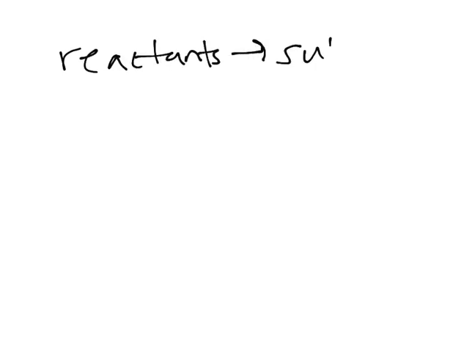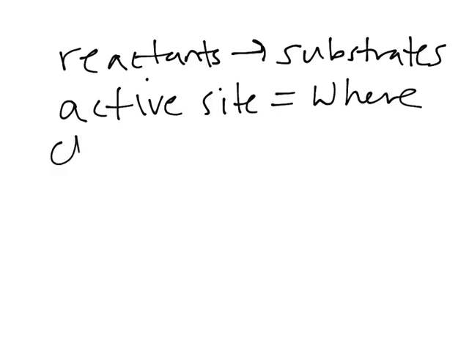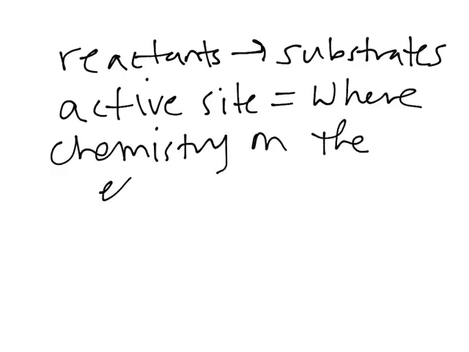So when we're talking about enzymes specifically, the reactants are now referred to as substrates. So a substrate or substrates are the molecule or molecules that the enzyme works on to do the chemistry. The chemistry takes place in the active site of the enzyme. So the active site is where the chemistry is happening on the enzyme. It's the place where the reaction takes place.